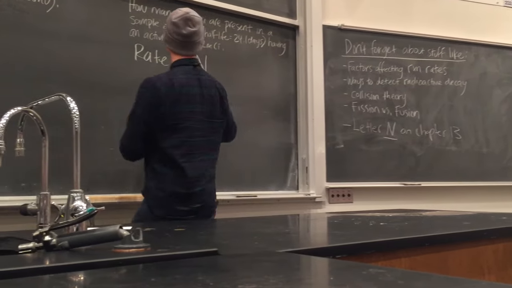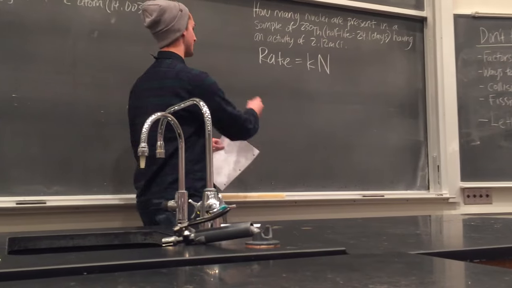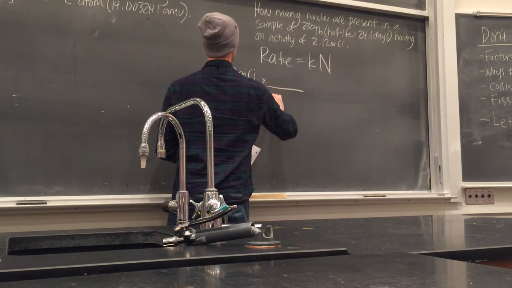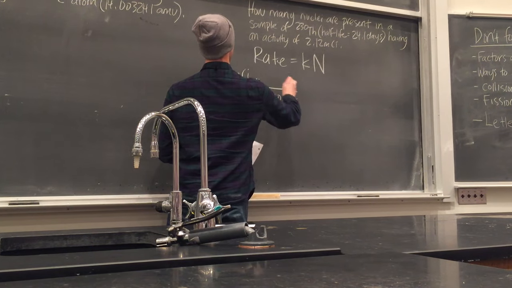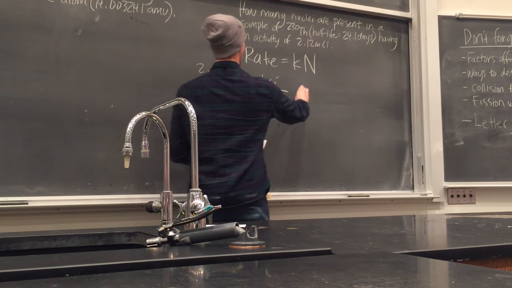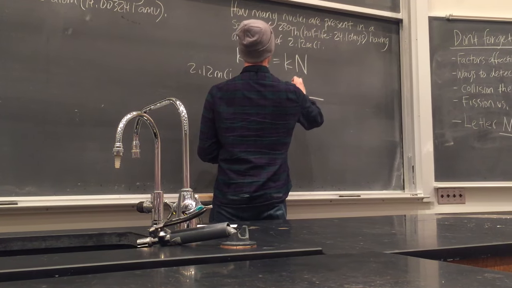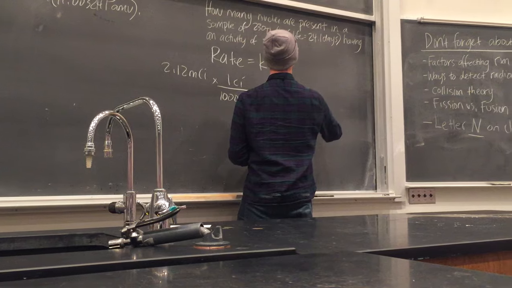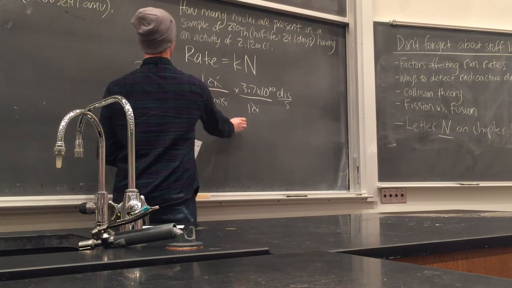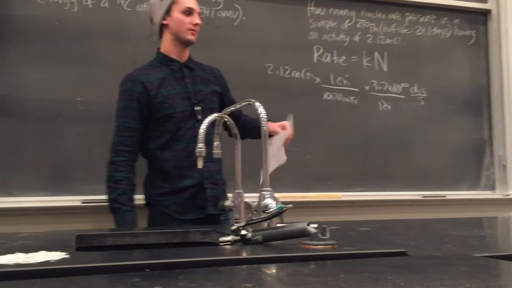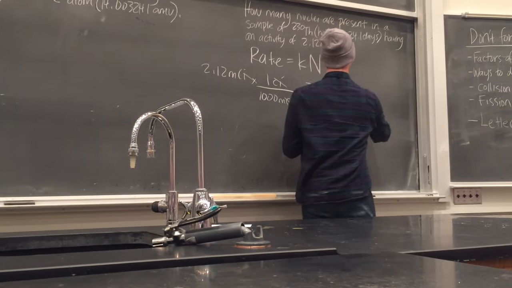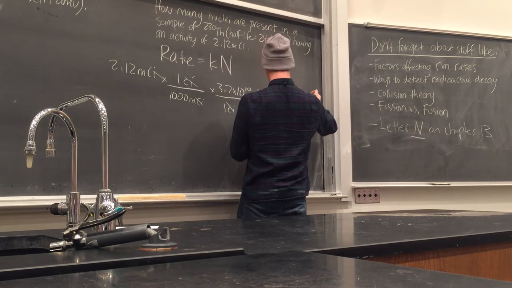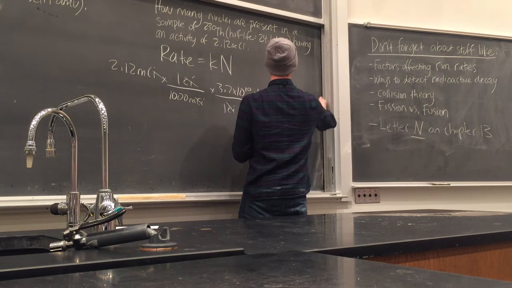So the first thing I want to do is get this rate into disintegrations per second. So I have 2.12 millicurie. There's 1,000 millicurie in 1 curie. And in 1 curie, there's 3.7 times 10 to the 10 disintegrations per second. Notice here the units cancel, and I'm left in disintegrations per second. Now when you do that, you should get 7.844 times 10 to the 7th, and the unit there is disintegrations per second.